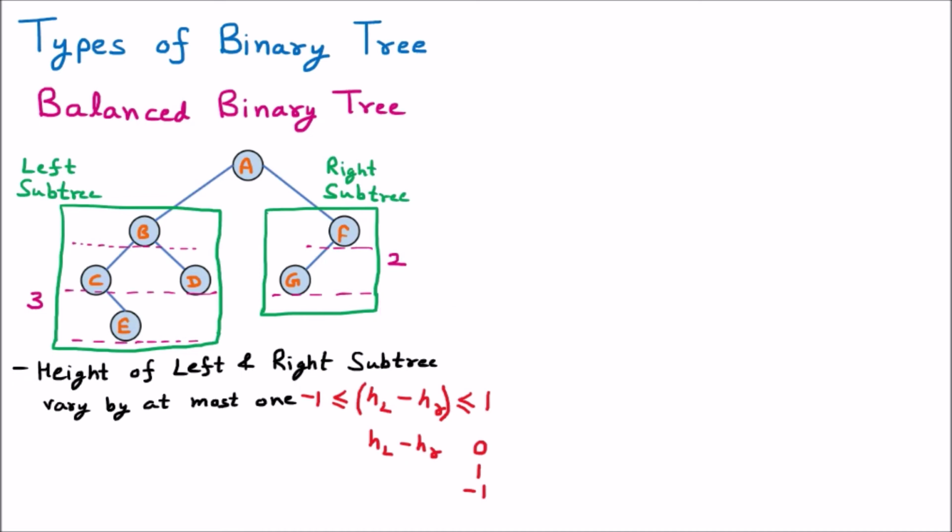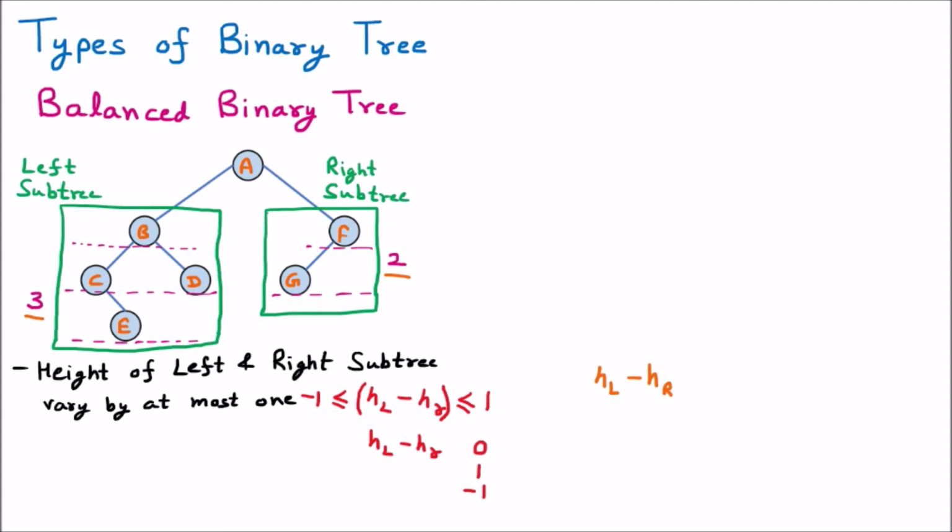Now with this formula, we understand the complete sentence. The left subtree has height 3 and the right subtree has height 2. The definition says that the heights of left and right subtree vary by at most 1. Here they do not mention left minus right or right minus left, so we assume we perform left minus right. So we assume that HL means height of left minus HR, height of right.